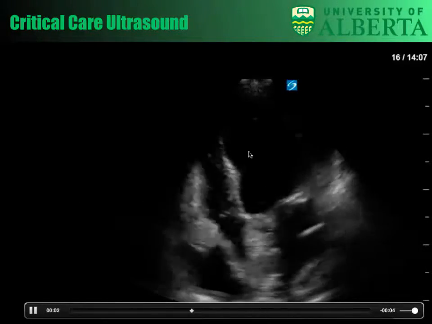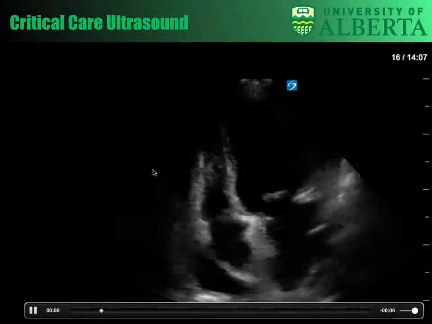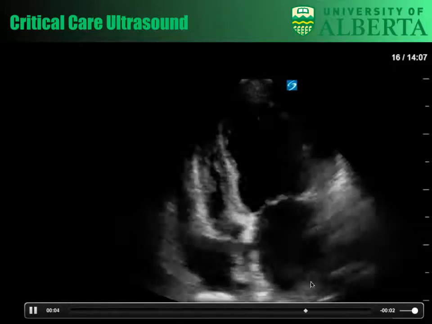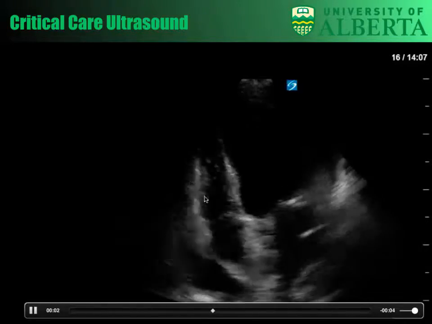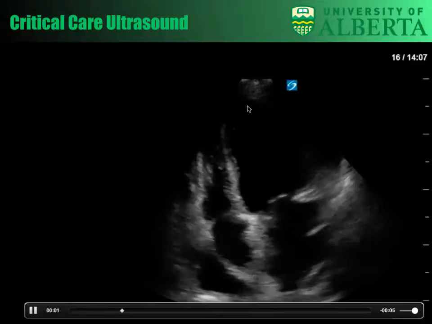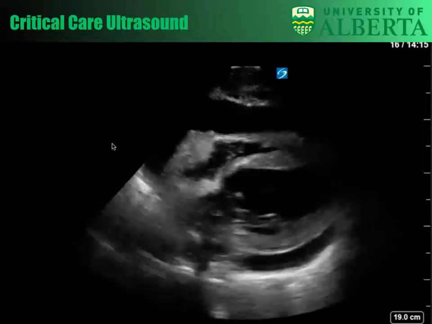Excellent. Okay, and this is a nice view again of your apical four chamber. The heart should look like a football in this view, and not like a soccer ball or a sphere. When it looks more like a football, it's non-foreshortened, because you want to see the true apex.